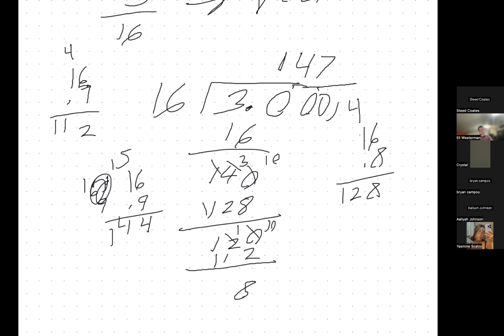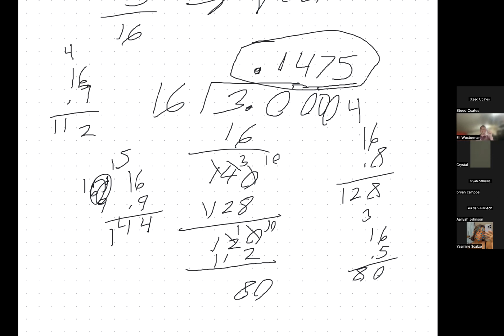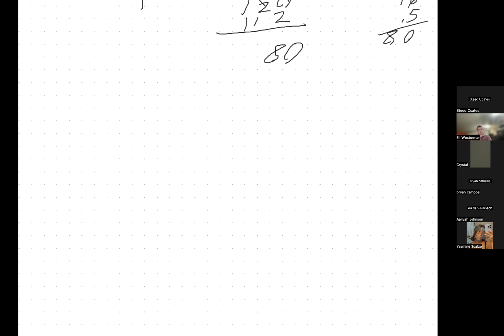Now finally, let's put a 0 here. How many times does 16 go into 80? Let's try 16 times 5. That is 80, so it goes in 5 times. So your answer is 0.1475 if you're trying to go from a fraction to a decimal. Now, why don't you all try this one? It's really just a long division problem. Why don't you try to work this one out?